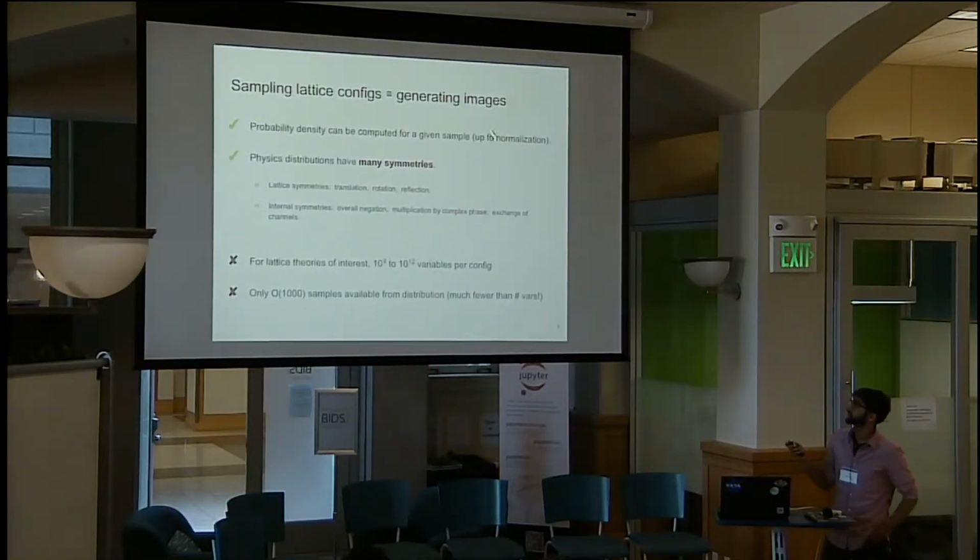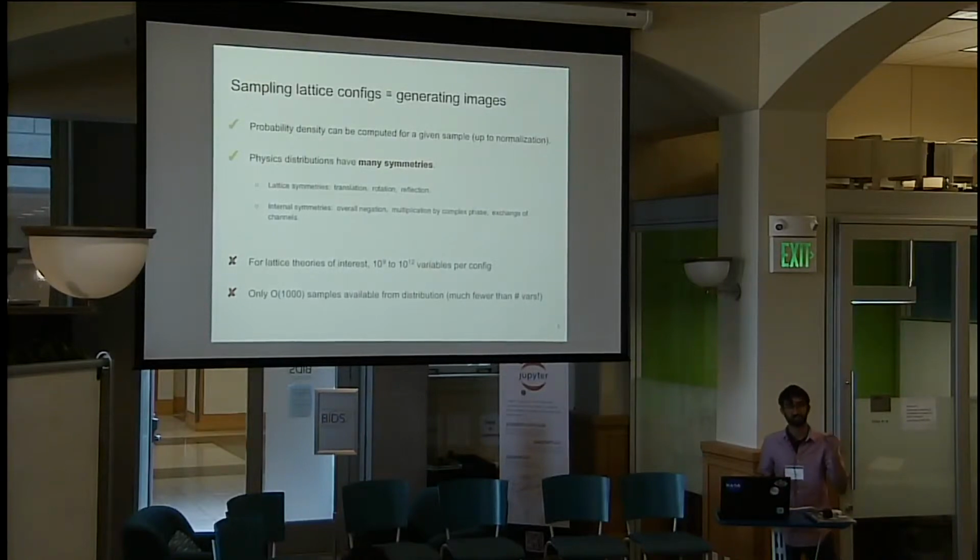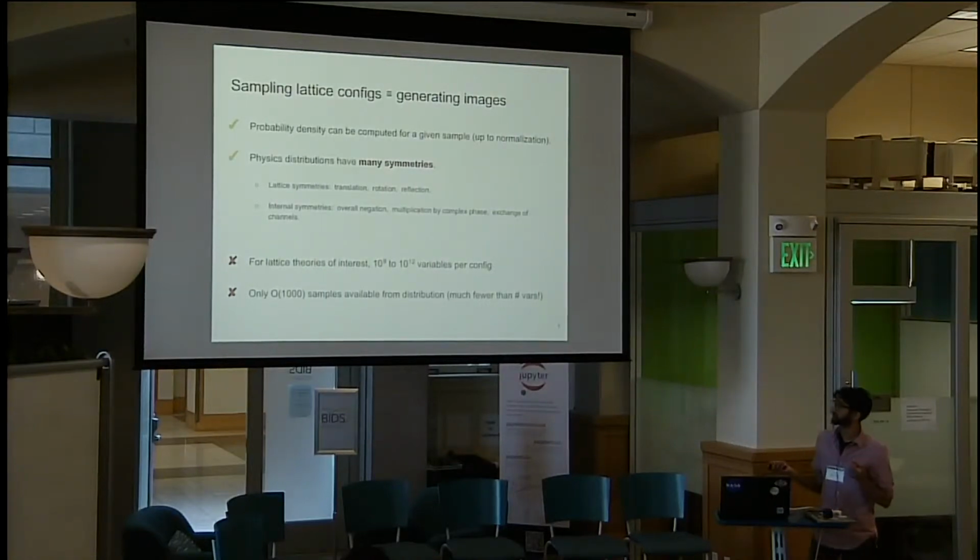So I note that this is up to normalization. We don't get the exact probability density, but we do, given two lattice samples, have the ability to compare how much more likely I should be to draw one over the other.